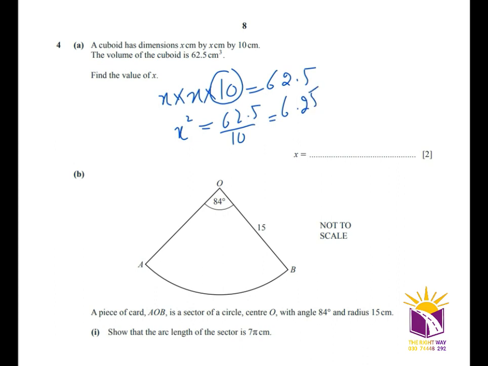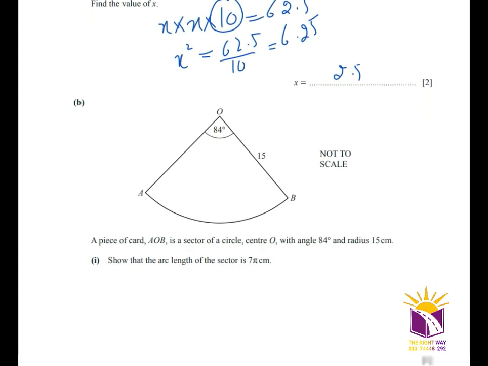Taking square root on both sides, square root of 6.25 will be equal to 2.5. So x will be equal to 2.5, because taking the square root of 6.25 we get 2.5. So our answer will be 2.5.